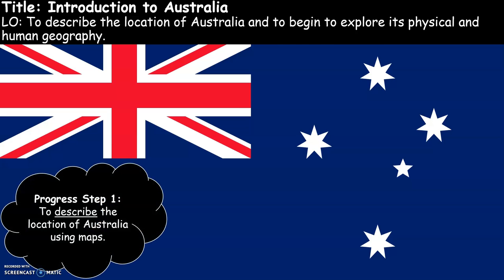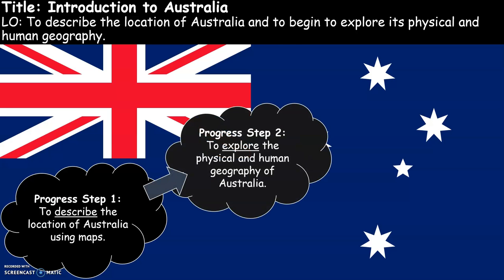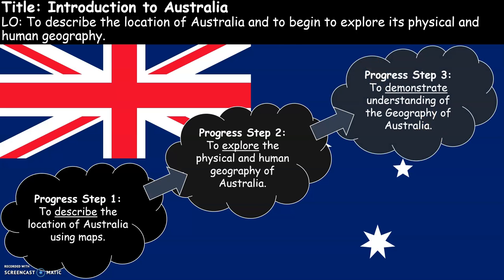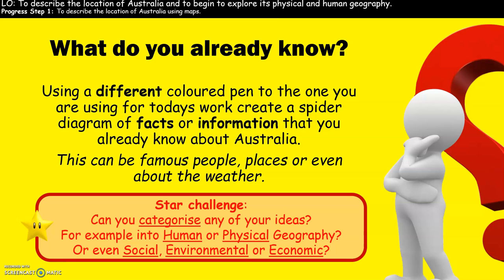Now, progress step 1, the first thing we'll do is describe the location of Australia using a couple of maps and maybe a bit of Google Earth. Then we will explore the physical and human geography of Australia and categorize a few features, and then you'll do a little bit of research yourself. And then finally, you will demonstrate your understanding of the geography of Australia. Remember, all the work that you produce, it'd be really great if you could email it to your geography teacher and they'll give you a bit of feedback on that.